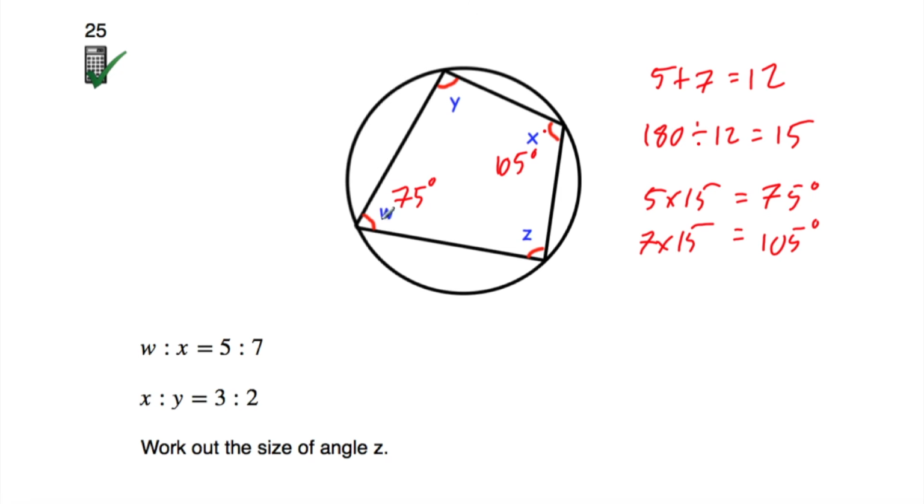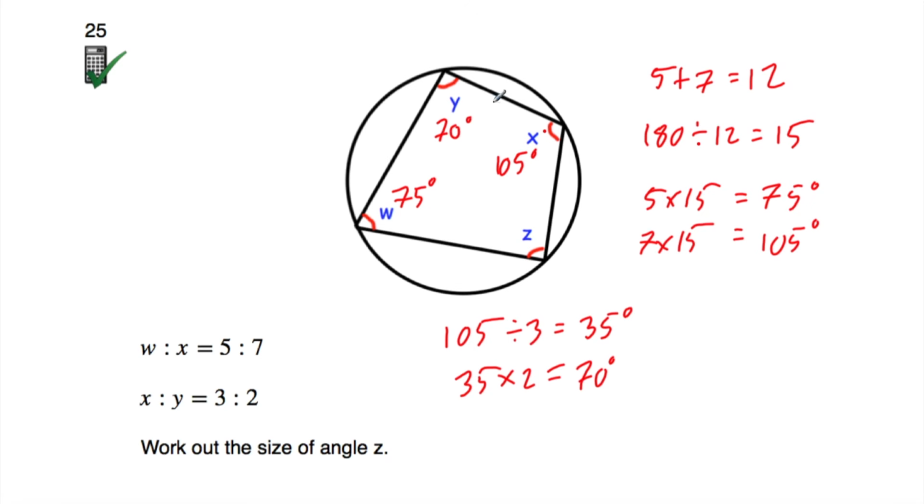Now we're also told the ratio of angle X to angle Y is 3 to 2. So that means if this is 3 in the ratio, this is 2 in the ratio. So if we want to find the size of angle Y, we just need to divide the 105 by 3, the X number in the ratio. 105 divided by 3 is equal to 35 degrees, and then multiply by the Y number in the ratio, which is 2. So 35 times 2 is equal to 70 degrees. So that means that Y is 70 degrees.